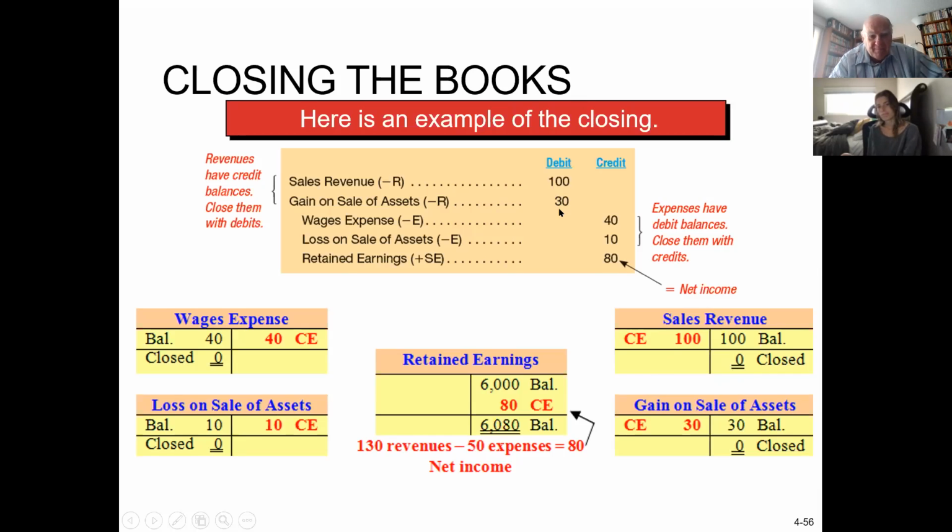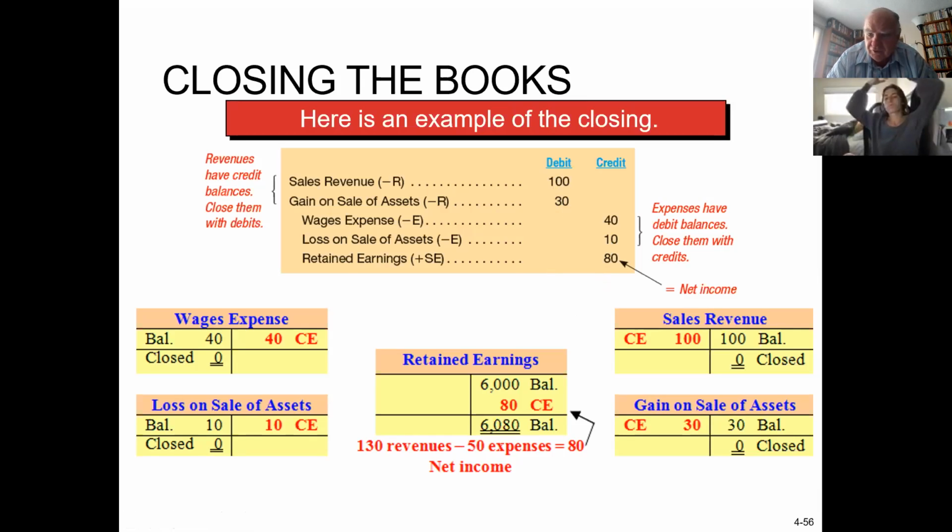We have to do the same thing with all of the expenses. These two expenses here. Expenses have a normal debit balance. We credit and we credit. And that's what you see up here. Credit for 40, credit for 10. How did we get the 80 for retained earnings? We just plugged it in. We had $130 worth of debits minus $50 of credits. So our retained earnings now goes up by $80.